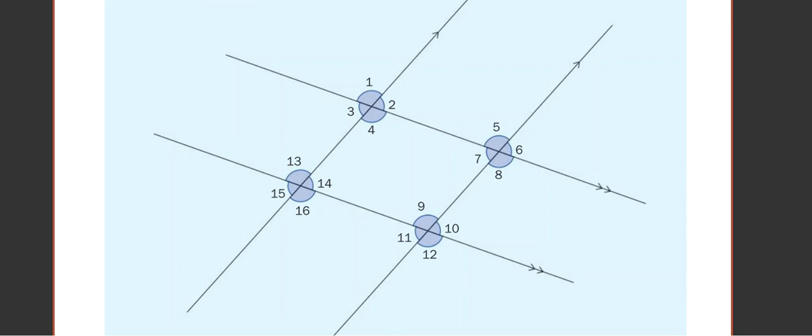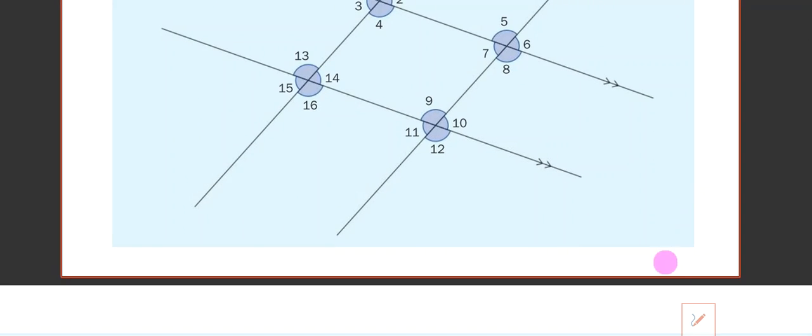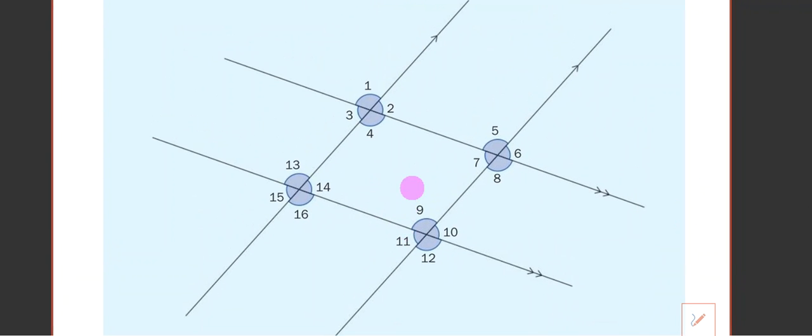Just in case anyone's thinking about how they can write this down. If we are going to write the vertically opposite ones, hopefully what you've done is, well, there are lots that we could write. For instance, 1 and 4. We could write 3 and 2, 6 and 7, 15 and 14, there's my 3 pairs done. They're my vertically opposite ones. Alright?